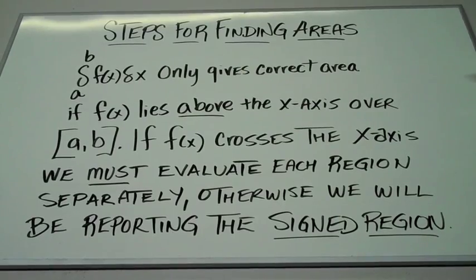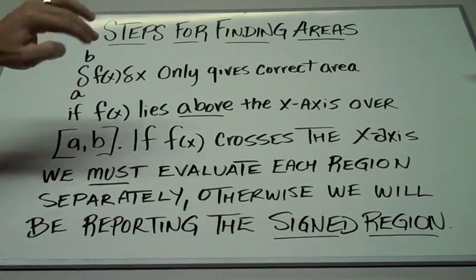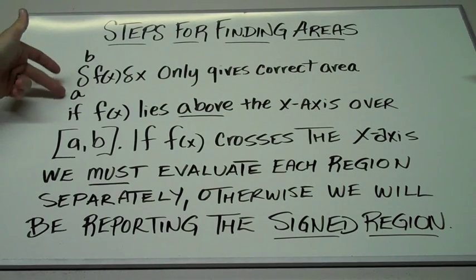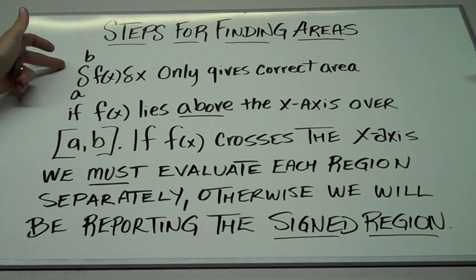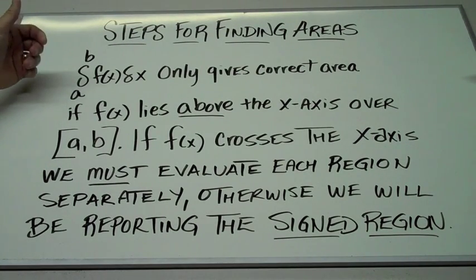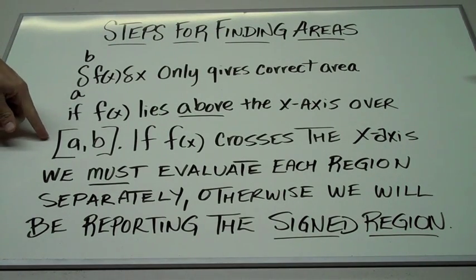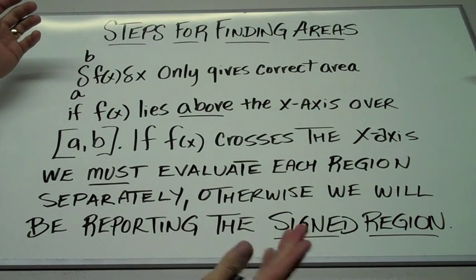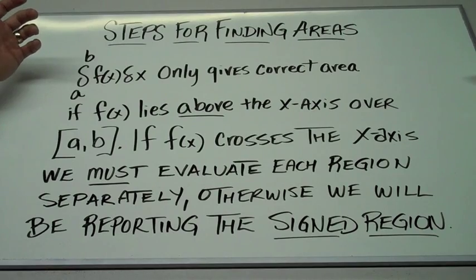So if we're given a function and we're asked to evaluate it from a to b of f of x dx, in other words, find the area under the curve, we have to realize that this expression, the integral of a to b of f of x dx, only gives the correct area if f of x lies above the x-axis over the interval in question from a to b. If f of x crosses the x-axis, we must evaluate each region separately. Otherwise we'll be reporting the signed region.